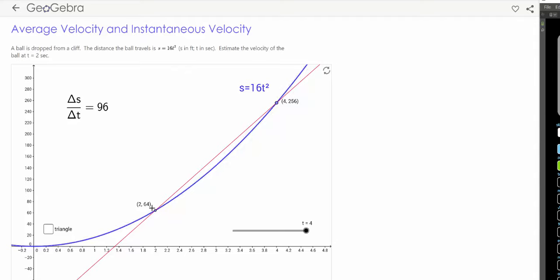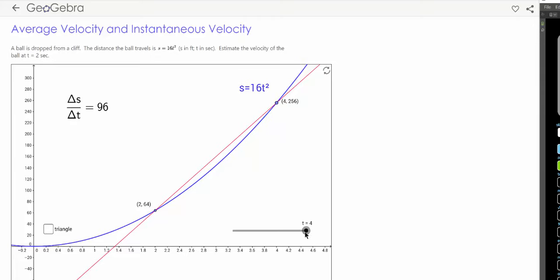The average velocity is going to just be the slope of this secant line. So for instance, if you look at these points, you have a point (2, 64) and a point (4, 256) on this curve. So you would go through and find the slope of the line. You would do the rise over the run and calculate that out if you wanted to.